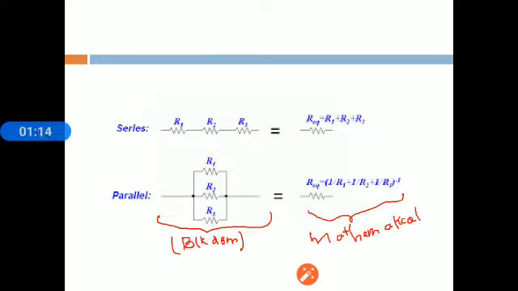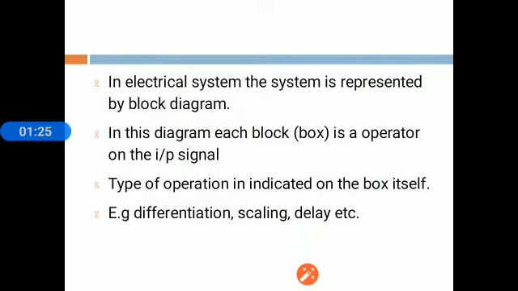In this way, we can say that any electrical system can be represented by a block diagram as well as by a mathematical formula. In an electrical system, the system is represented by a block diagram. In this diagram, each block, that is box, is an operator on the input signal. This box indicates the operation performed on the signal. The different operations can be differentiation, scaling, delay, integration, etc.